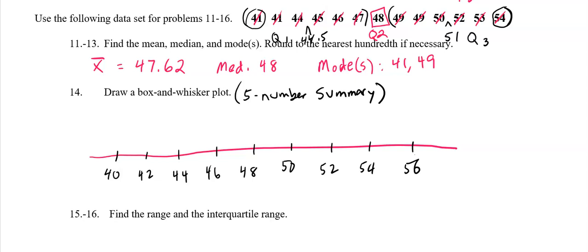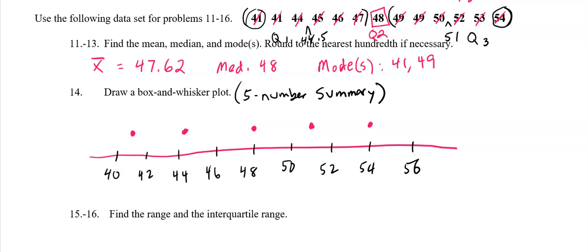So 41 would be right in between 40 and 42. That's my low number. Q1 is 44.5, just a little bit to the right of 44. That's Q1. Q2 is 48. Q3 is 51, right in between 50 and 52, of course. And then finally 54 is my high. So there's my 5 numbers.